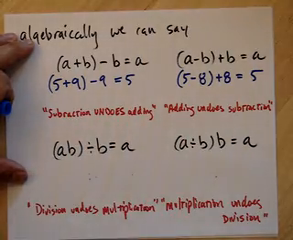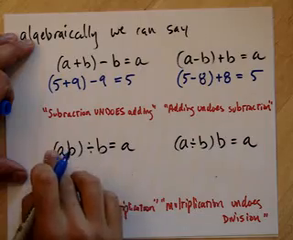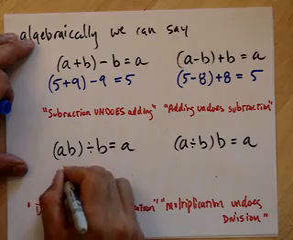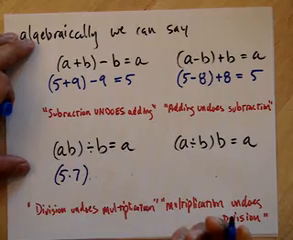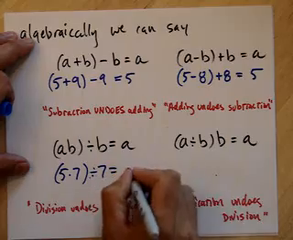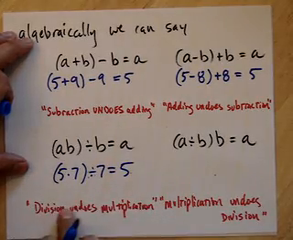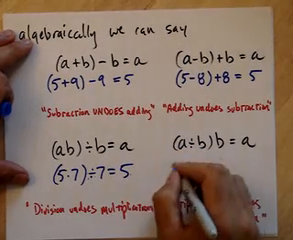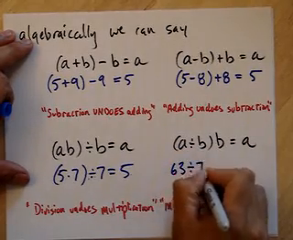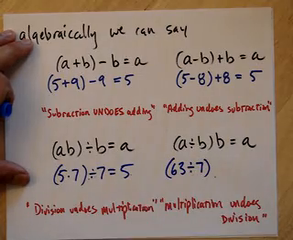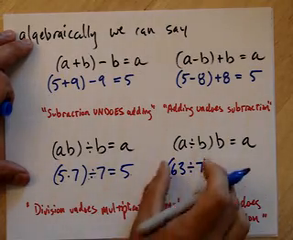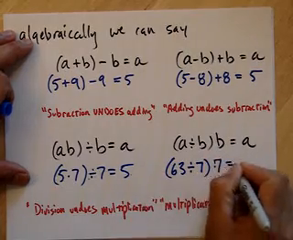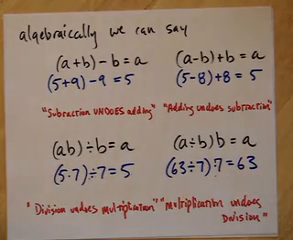Now here we have multiplication and division. A times B, if you multiply A by B and then divide by B, you're back at A. For instance, 5 times 7, we know that's 35. And we divide by 7, where are we? Back at 5. Division undoes multiplication, just like over here we have multiplication undoing division. For instance, 63 divided by 7 is 9, right? If I take that 9 and multiply by 7, I get back to 63, right?